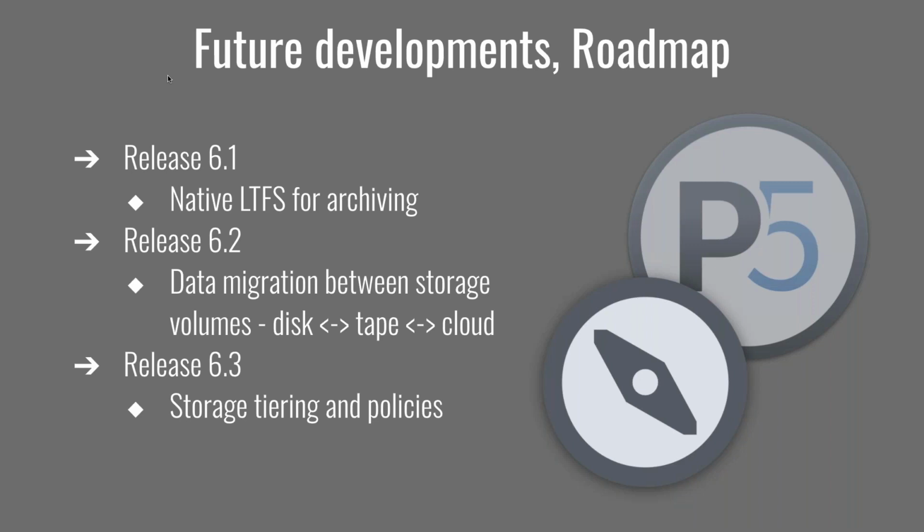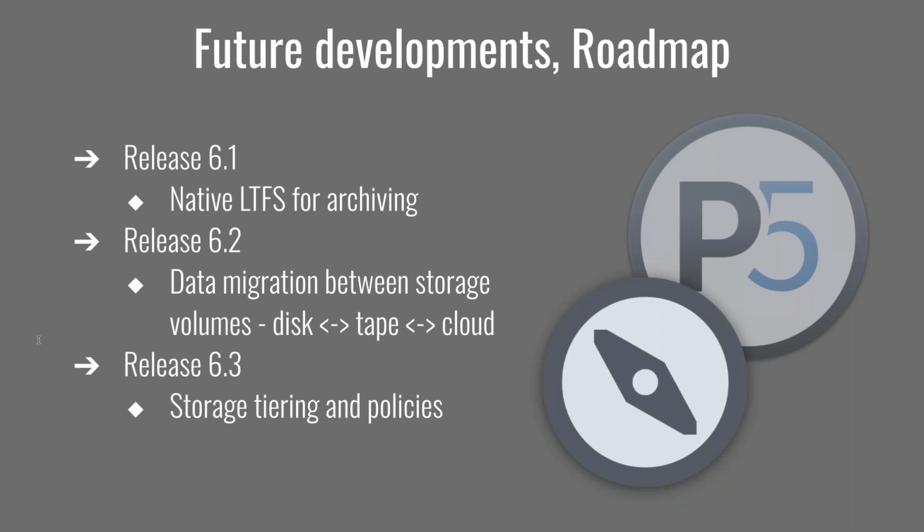This is based on manual operations. So the user likes to move data from A to B or copy from A to B. Then these are single tasks which the user has to initiate. But with version 6.3, we have automatic storage tiering. So you can configure policies, and these policies then move data between these different storage types.